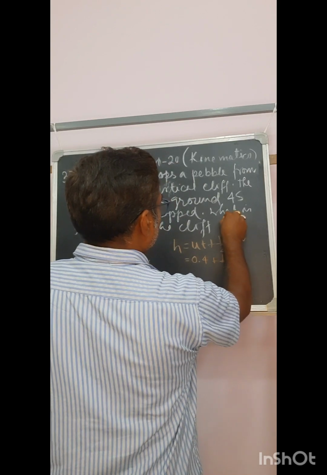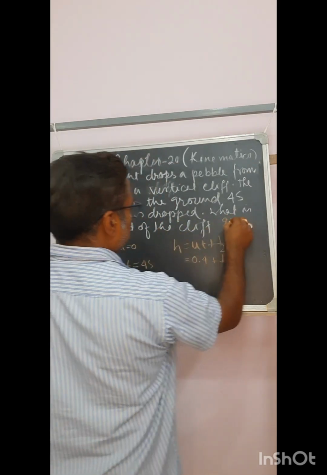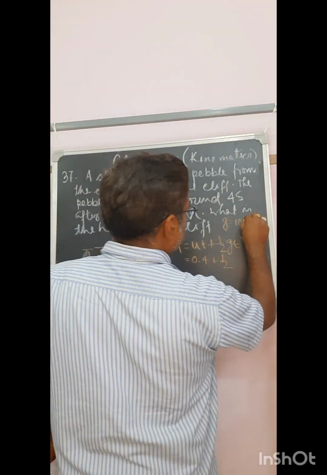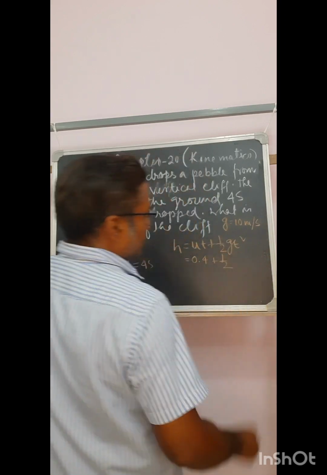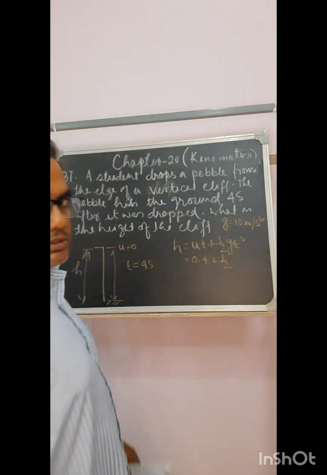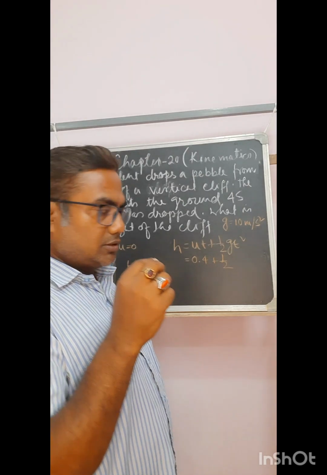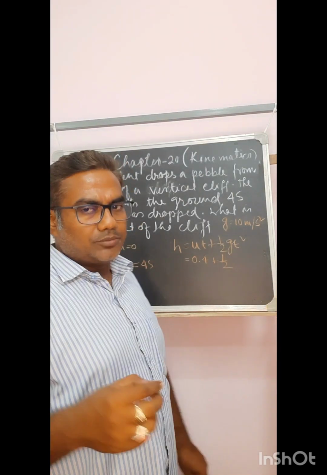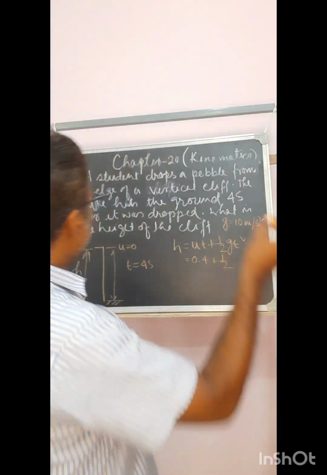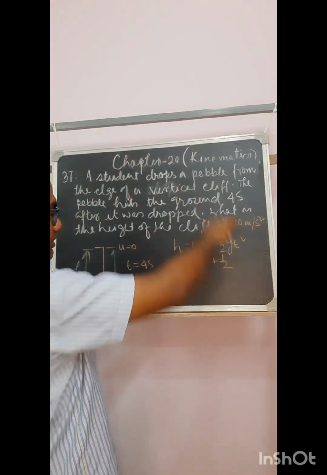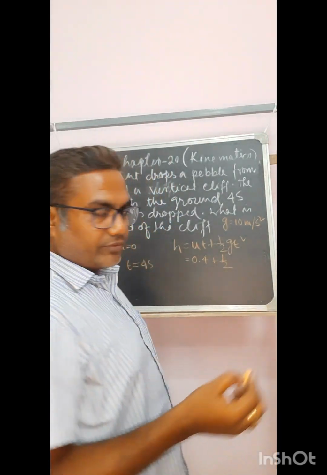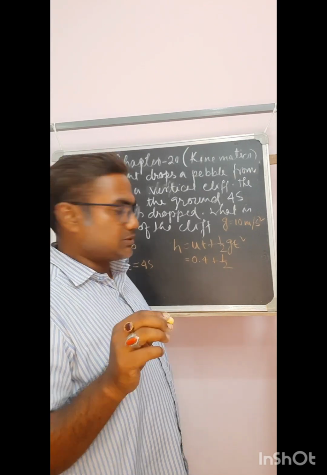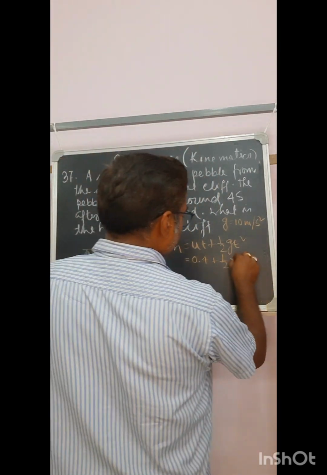One more thing: when g is not mentioned, for easy calculation we can assume a round figure of 10 meter per second squared. Otherwise the value is exactly 9.81, or 9.8 you can consider. In case nothing is mentioned you can take 10, but you have to mention that we have taken the g value as 10 meter per second squared. That is also fine.